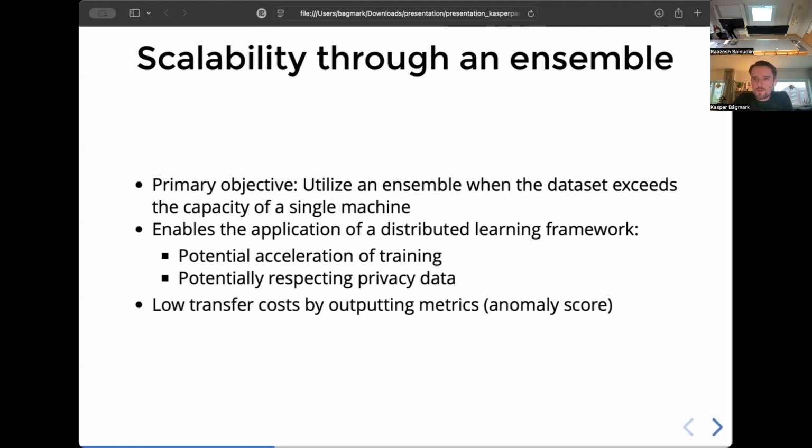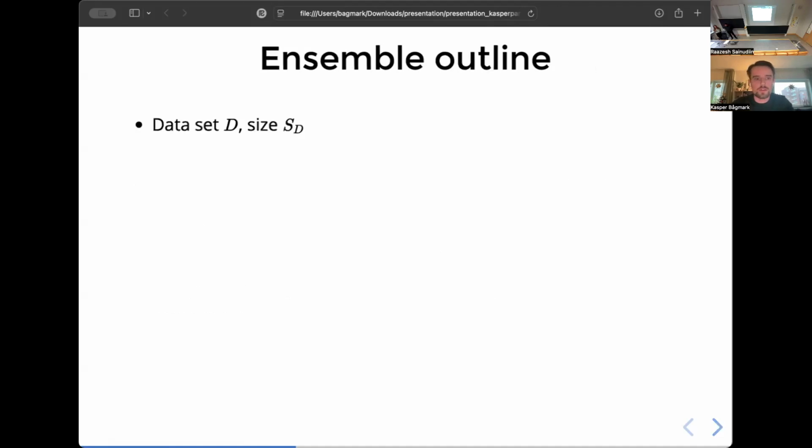We also have quite low transfer cost, especially during inference. So in the end, when we do this anomaly detection, these different nodes will only have to return the anomaly score back to this master node. But we will go through a more detailed version of this now.